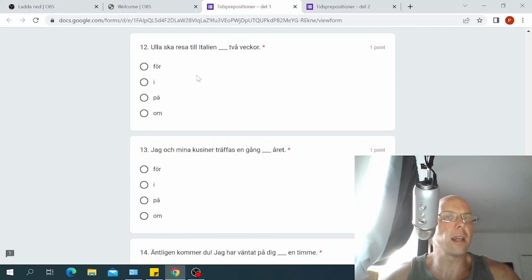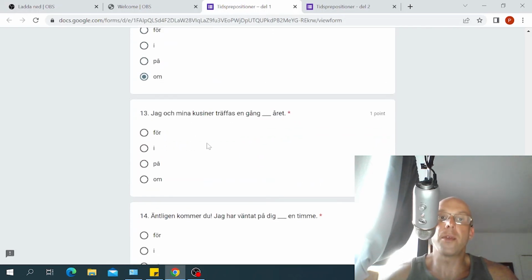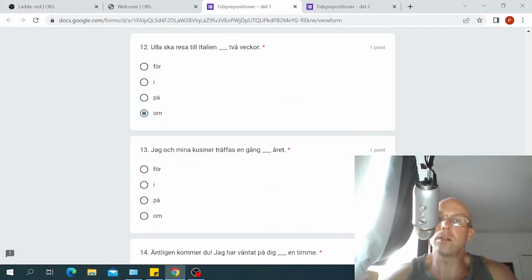So that seems like a certain tense, right? Ska resa has to be the future. So that means we have to use the right preposition, which is om. Number 13. Jag och mina kusiner träffas en gång året. So me and my cousins meet once a year.